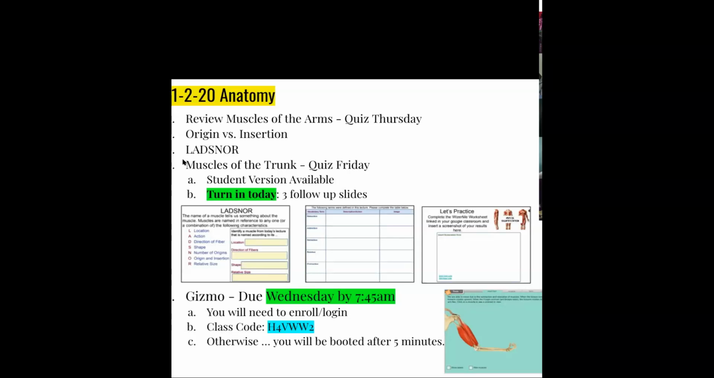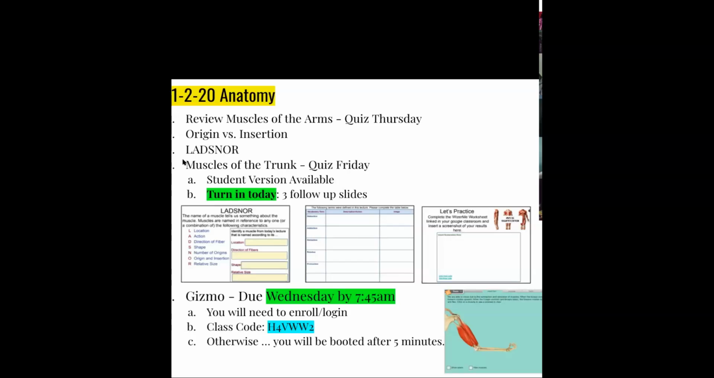On the PowerPoint, the questions that you guys had to answer, LAD SNORE was the most confusing thing. So LAD SNORE is a mnemonic. Muscle names tell us something about the muscle. They might tell us where it's located, L, like the frontalis covers the frontal bone and the occipitalis covers the occipital bone. A, action. So you guys talked about the flexor digitorums and the extensor digitorums. So the name tells you what it does. It flexes the digits or it extends the digits.